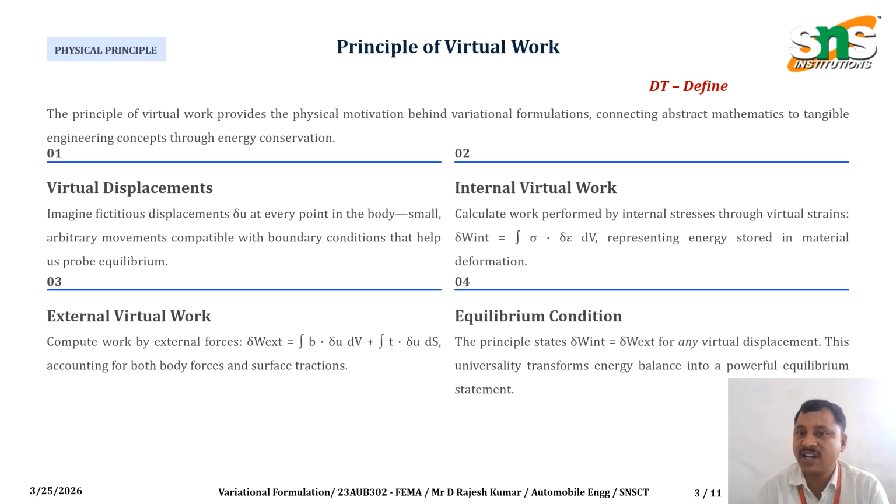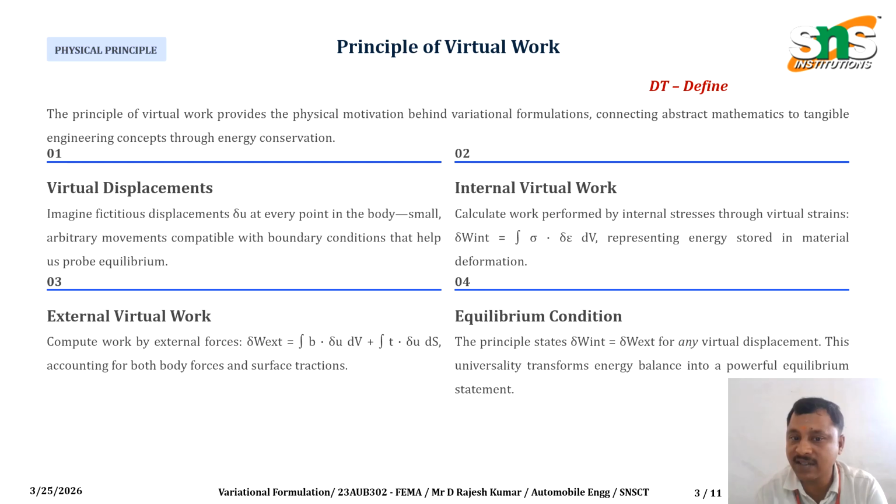The first step is the virtual displacement. Imagine applying fictitious, imaginary displacements at every point in your structure. We denote these as delta U. These are not real displacements, they are hypothetical. Think of it like this: what if I moved this point by a tiny amount, what if I shifted that point slightly? These virtual displacements must satisfy conditions. They must be small, infinitesimally small. They must be arbitrary. We can choose any pattern we want. They must be compatible with boundary conditions.